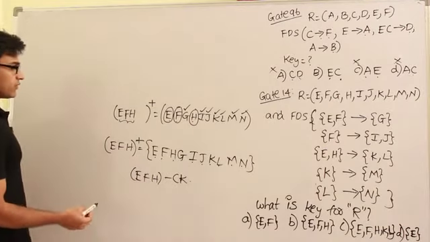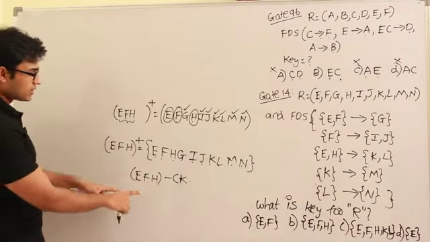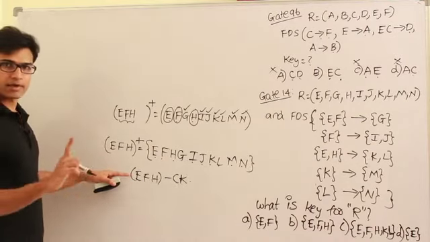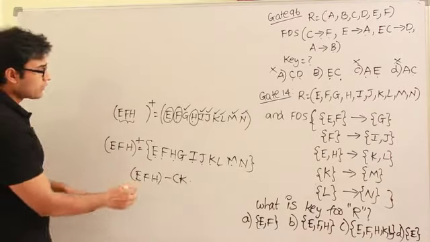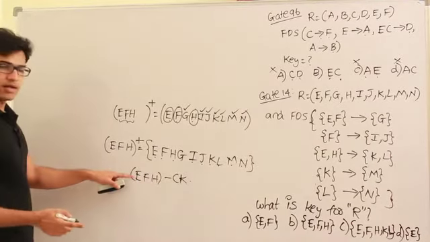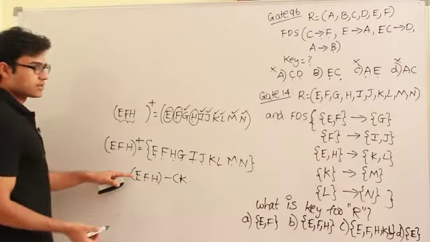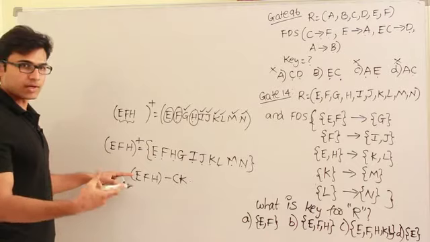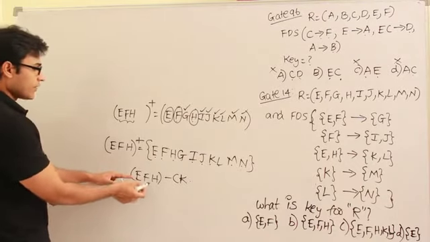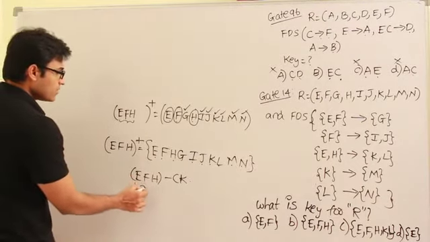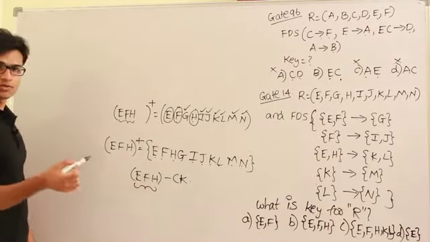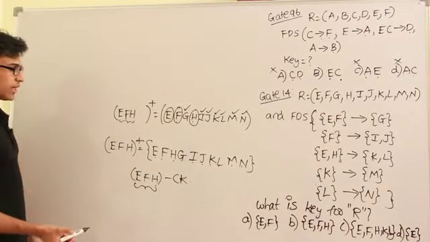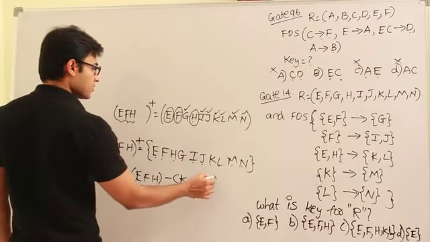See, now definitely any key which does not contain these three is not going to be a candidate key. Got it? And out of all the keys which contain E, F and H, the minimal is E, F and H, right? If anything wants to be a super key, it should definitely contain all these. Therefore this is the only minimal super key possible. Every super key should definitely contain this, and this is the minimal super key, therefore we get only one candidate key.